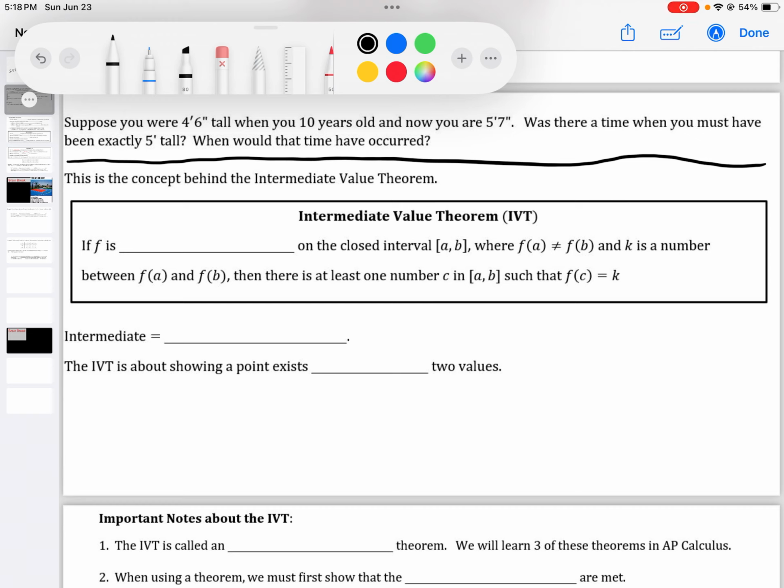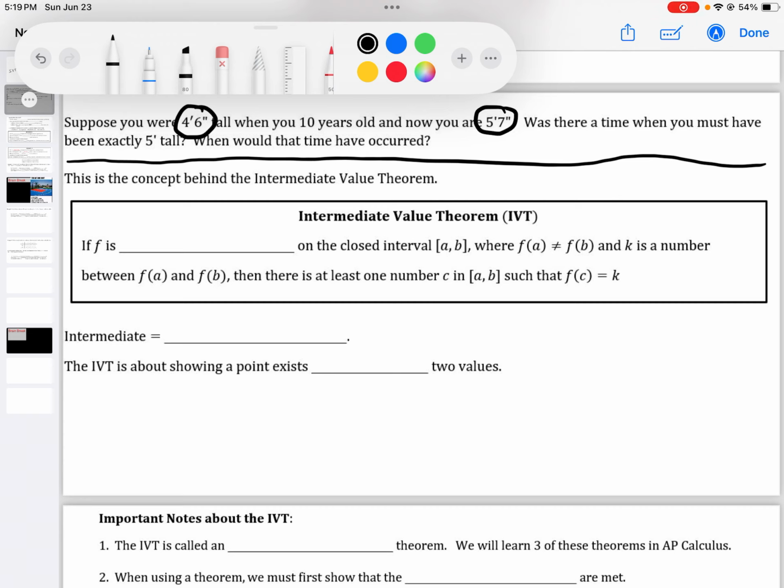It might look a little complicated with all the stuff you have to write on this, but I think it makes sense if you just work your way through and think about it. So let's look at this example, and I think you'll feel pretty comfortable. It says, suppose you're 4 feet 6 inches tall when you're 10 years old, and now you're 5'7". So you're 5 feet 7 inches tall. The question is, was there ever a time that you were exactly 5 feet tall? And when would that time have occurred?